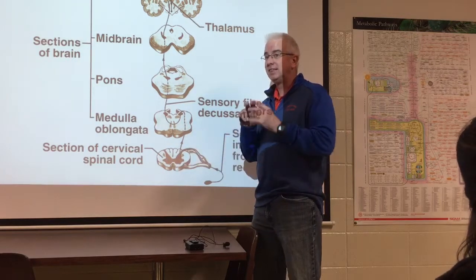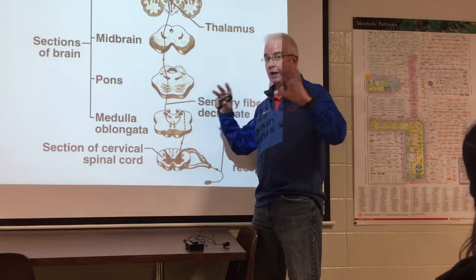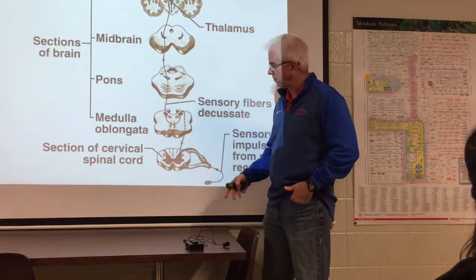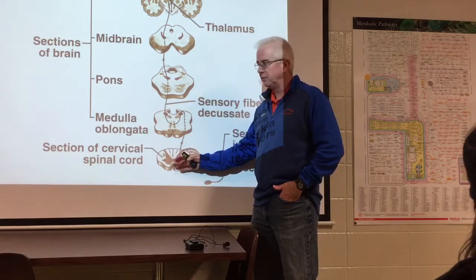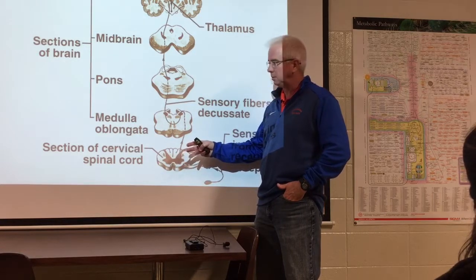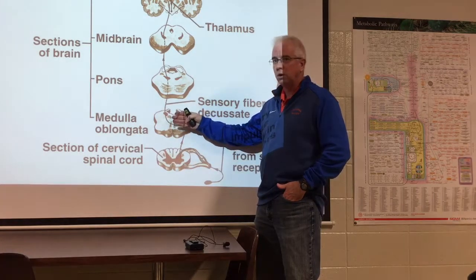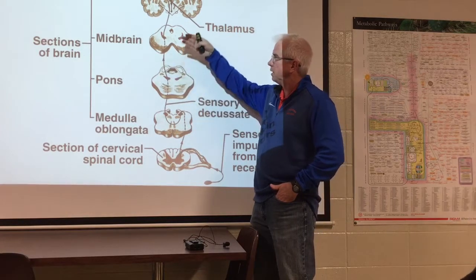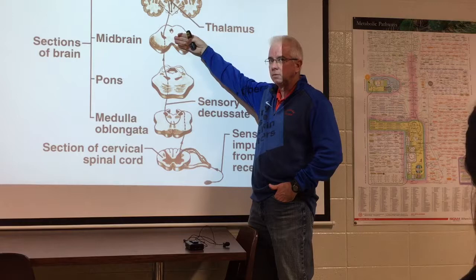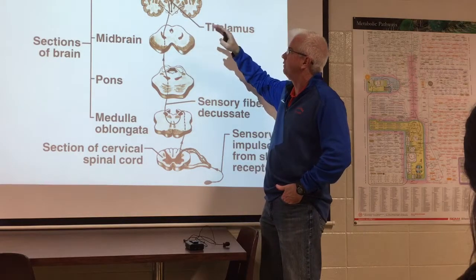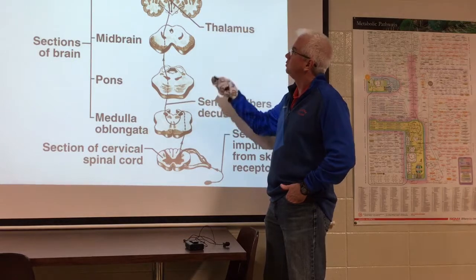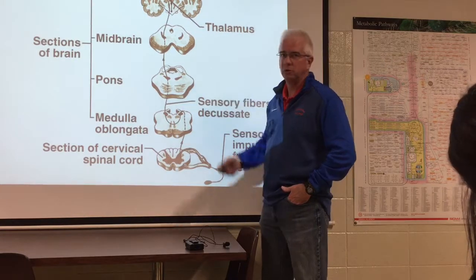Now I'm going to fill in the details of this as we go through the semester. But for today, learn the general sequence. From the spinal cord, the information passes to the brain stem, and that would be through the medulla oblongata, the pons, and the midbrain, ultimately delivering that information to the thalamus on its way to the cerebral cortex.